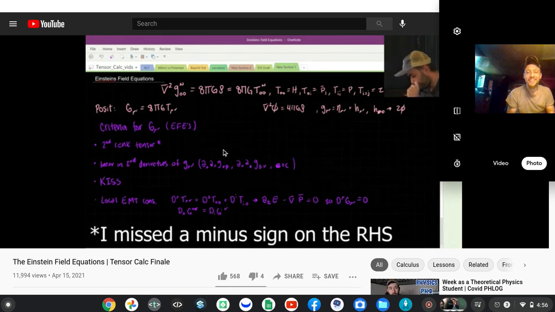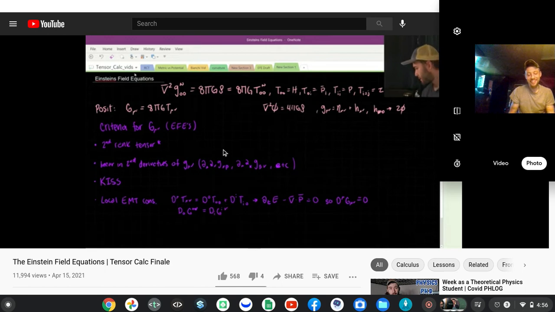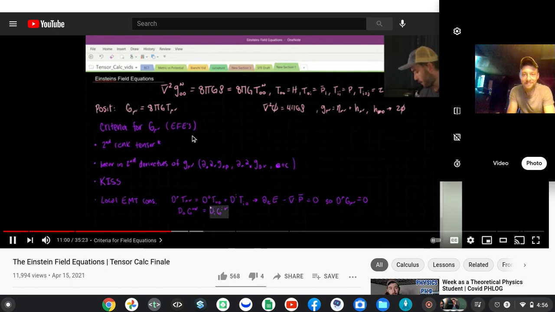G mu nu. We're saying this tensor here is going to be in terms of second derivatives of the metric. Okay? Here we have a spatial derivative of G, which means the right-hand side, the spatial derivative is not a time derivative. It is a second derivative of the metric.